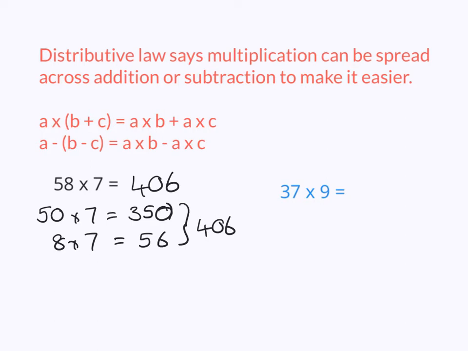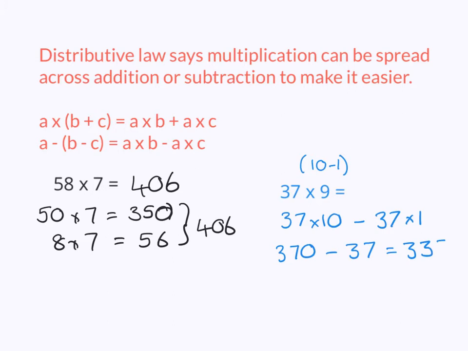If I'm moving across subtraction, or using compensation as it's sometimes referred to, I've got 37 multiplied by 9, and I can change this into 37 multiplied by 10, and then I can take away 37 multiplied by 1. So I'm making use of the fact that 9 is the same as 10 subtract 1. And I will end up with 370 minus 37, which leaves me with 333.